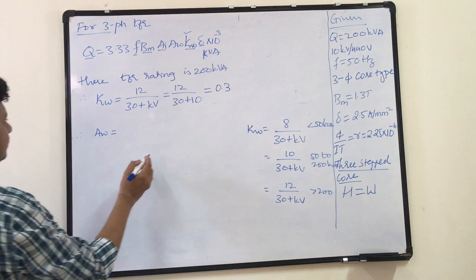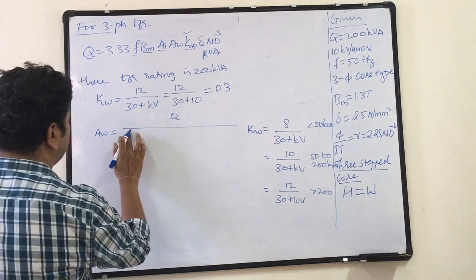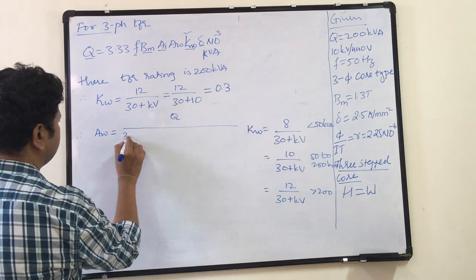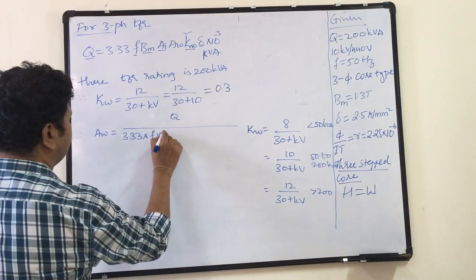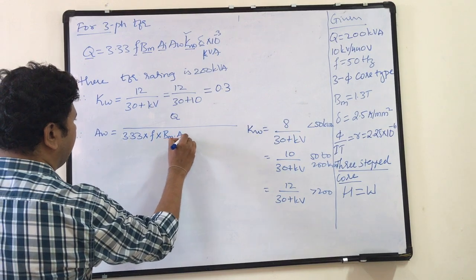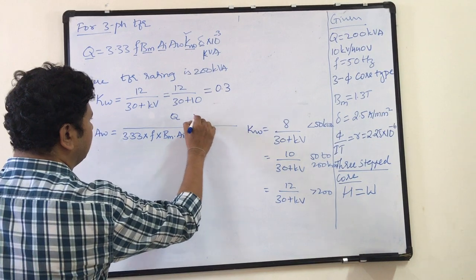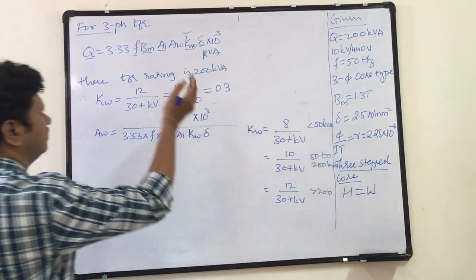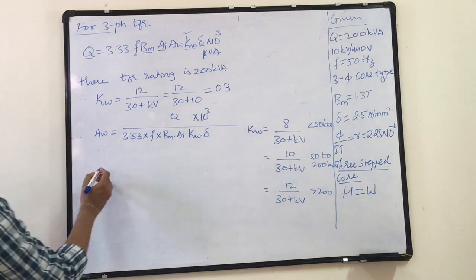area of window is equal to Q divided by 3.33 into F into Bm into AI into kW into delta. I will take 10 to the power 3 up here. That's it. Fine. Now substituting all the values.